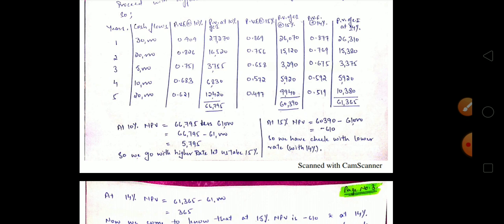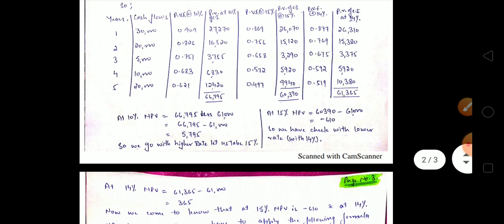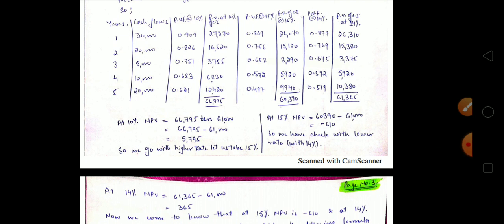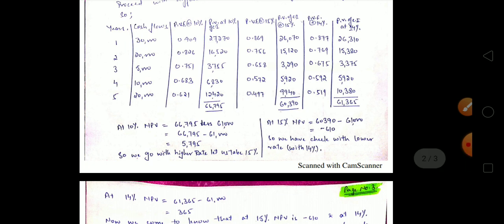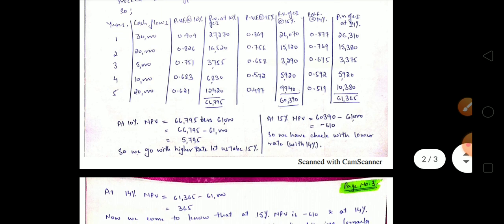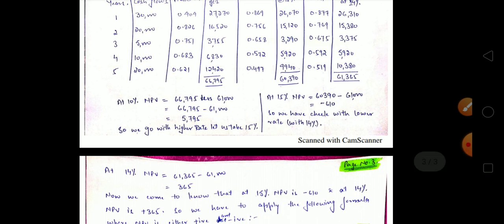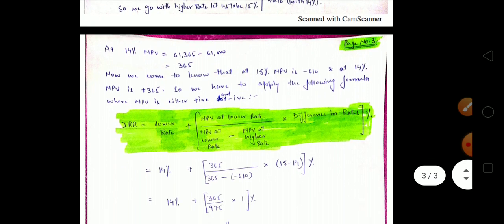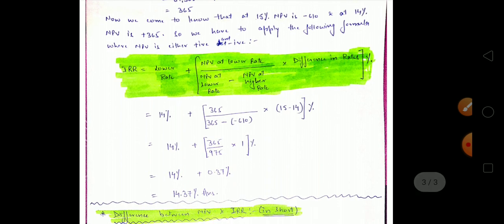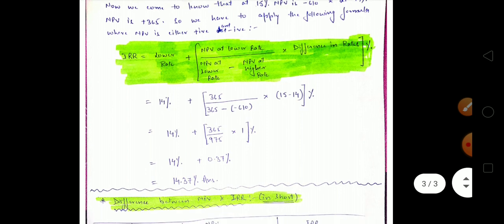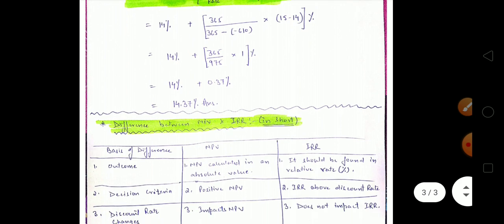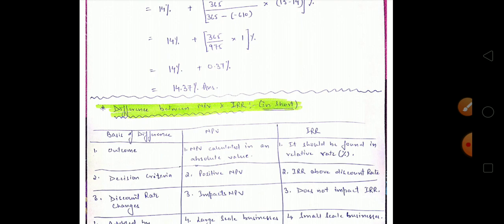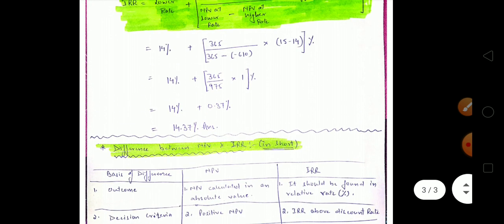Present value factor at 15%: the present value of cash inflows is 60,390, and at 14% we try to get close to 61,000, the cost of the project. Here at 14%, the present value of cash inflow is 61,365. Here we get 365 as excess over the cost of the project. So we have to find a value in between 14% and 15%. We apply the formula: internal rate of return is equal to lower rate plus NPV at the lower rate divided by NPV at the lower rate minus NPV at the higher rate, multiplied by the difference in the rates. By this formula, the value is 14.37. 14.37 is the internal rate of return at which the value of NPV is equal to 0.